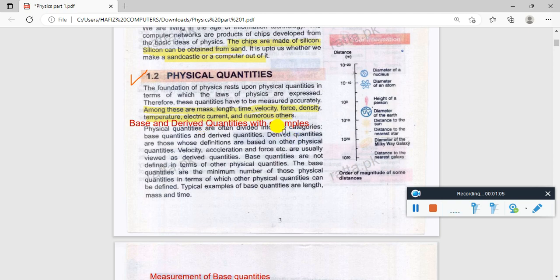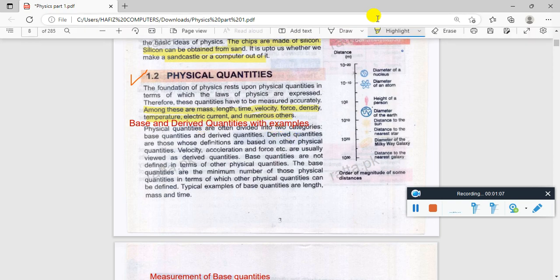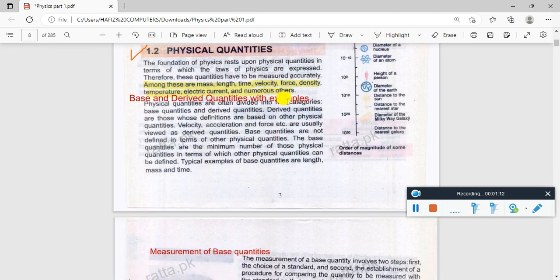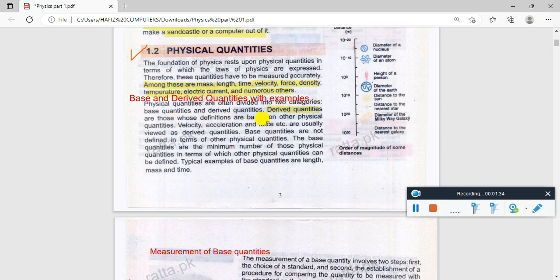First, we will define the categories of these physical quantities. Physical quantities are divided into two categories: base quantities and derived quantities. Derived quantities are those whose definitions are based on other physical quantities, like base quantities. So velocity, acceleration, force, these are the derived quantities. Usually they are viewed as derived quantities.